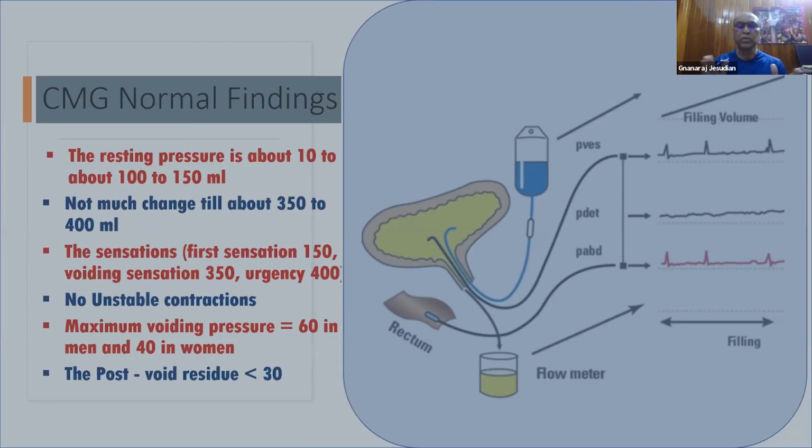And also, there are no unstable contractions. So normally the bladder muscles contract only when the sphincter relaxes and allows the urine to pass. In neurological conditions, the bladder muscles can contract when the sphincter is still contracted. This can cause hypertrophy of the muscles and increased back pressure changes and damage.